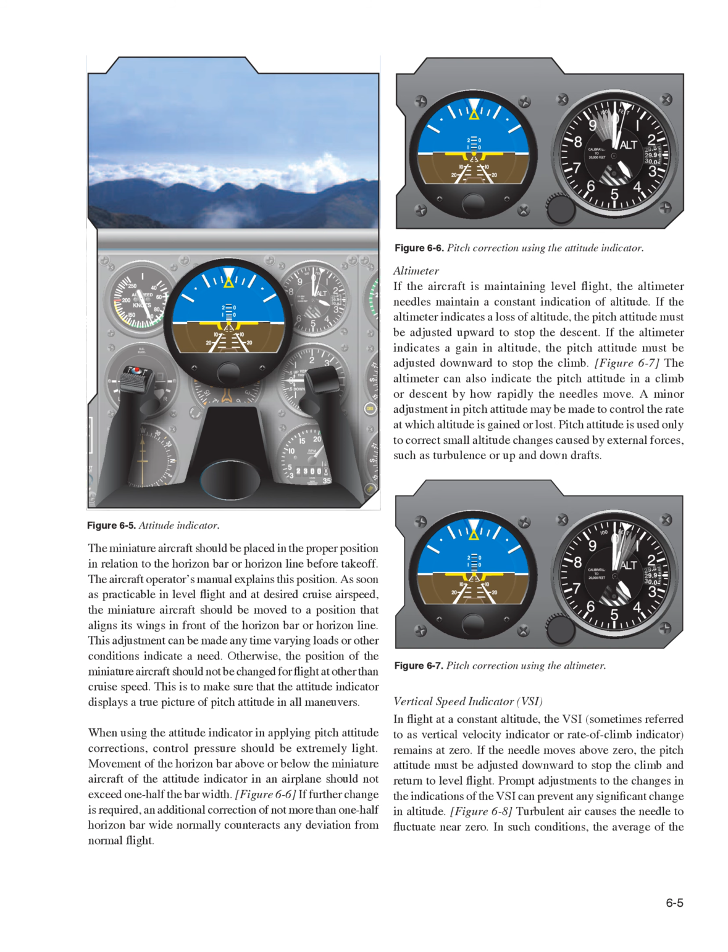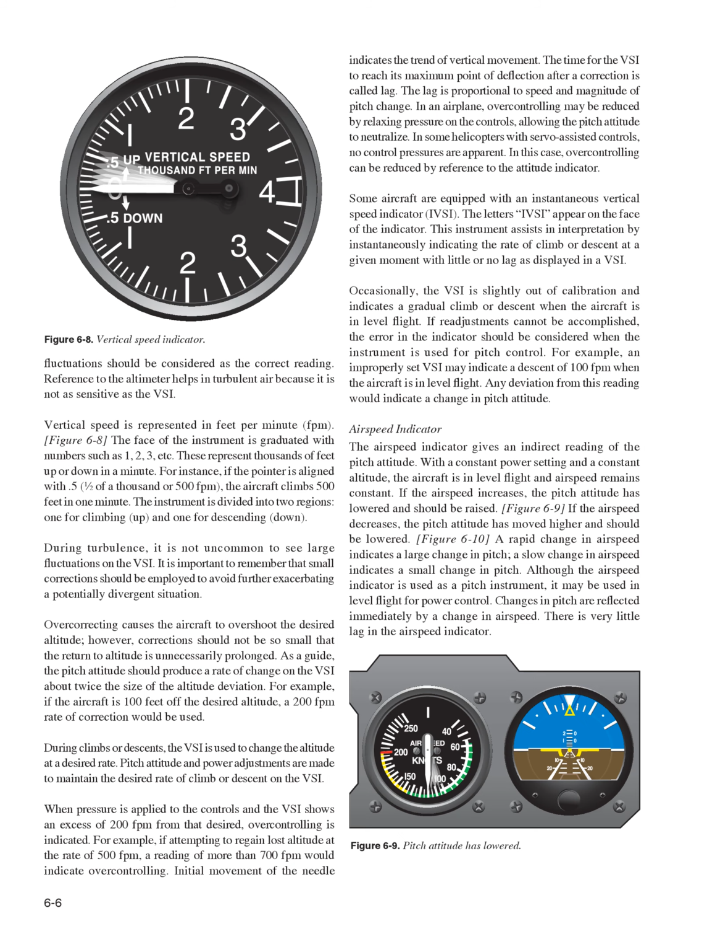Vertical speed indicator, VSI. In flight at a constant altitude, the VSI, sometimes referred to as vertical velocity indicator or rate of climb indicator, remains at 0. If the needle moves above 0, the pitch attitude must be adjusted downward to stop the climb and return to level flight. Prompt adjustments to the changes in the indications of the VSI can prevent any significant change in altitude. Figure 6.8. Turbulent air causes the needle to fluctuate near 0. In such conditions, the average of the indications should be used. Reference to the altimeter helps in turbulent air because it is not as sensitive as the VSI.